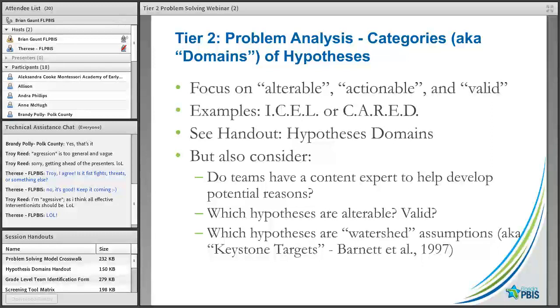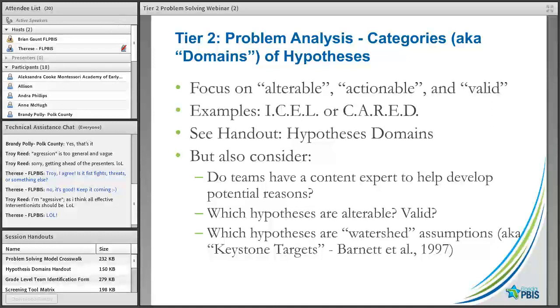As you think about a particular problem, now we can start thinking about the why statement behind that. We can focus on what's alterable, actionable, and then this issue of valid, we're going to talk about also here in a minute too. We can find something that's certainly alterable. We can find something that's actionable.